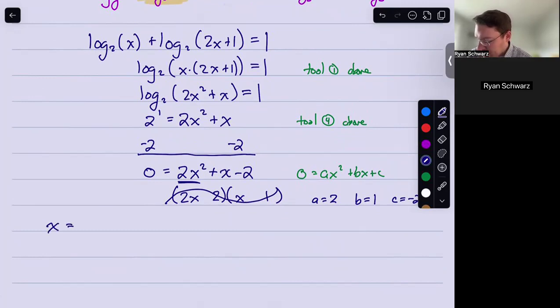So let's just write that down. So negative b plus or minus the square root of b squared minus 4ac, and this is all over 2a. So now it's a matter of just plugging in for a, b, and c.